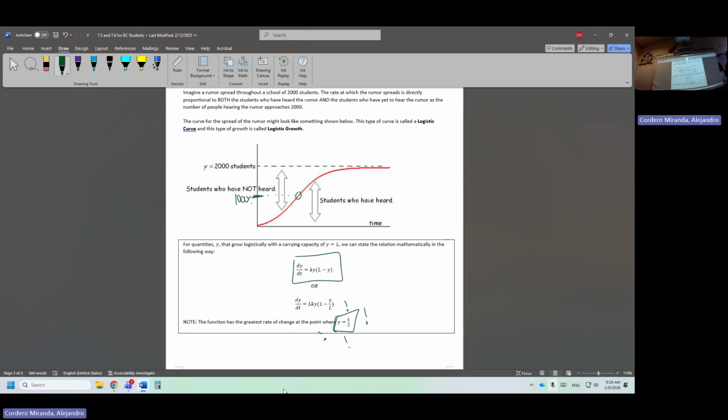All right, cool. One more little caveat is that sometimes they like to write it with a 1 here instead of the carrying capacity, like they factor the L out of the whole thing. You'll see that in a second, but just be prepared for it. It could either look like this or they could factor the L out and it'll look like that. Cool. All right, let's see some examples.